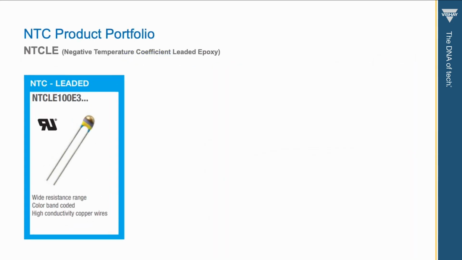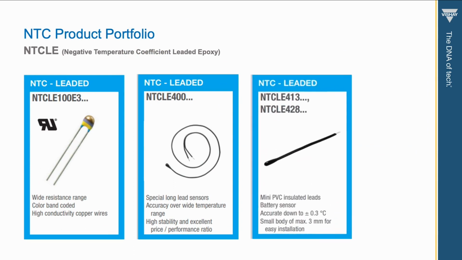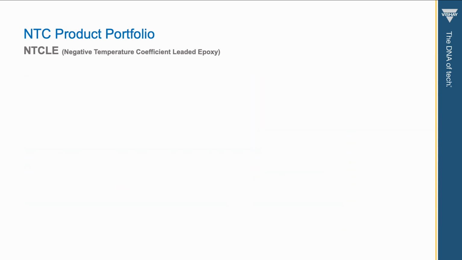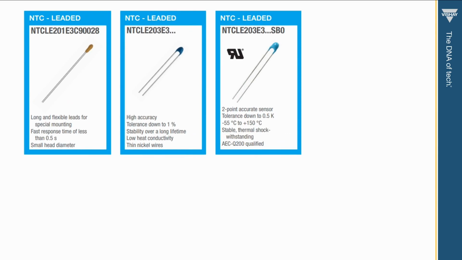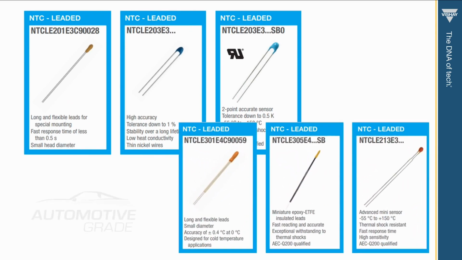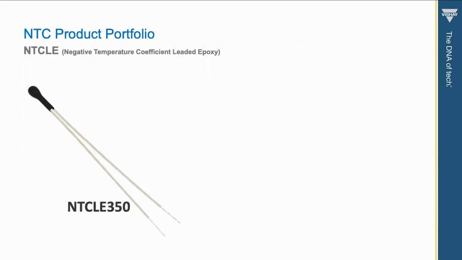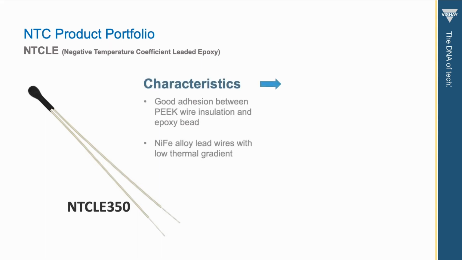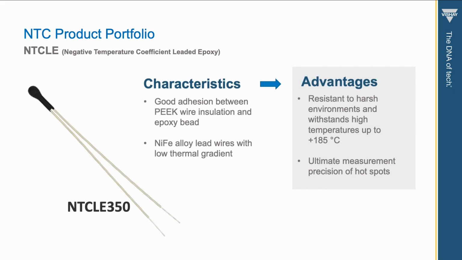The NTCLE 100 and NTCLE 400 series of parts are the standard commercial line and are the go-to for many consumer and industrial applications. The NTCLE 200 and NTCLE 300 series are part of the accuracy and automotive lines, with a key focus on high-end industrial and automotive applications, where long-term stability and robustness are required. Some of the specific product series will be put to the test during the simulation portion of this webinar, including the newest product to hit the market, the NTCLE 350. It boasts a peak temperature of plus 185 degrees C, while offering superior measurement accuracy through use of extremely low thermal conducting nickel iron lead wires.